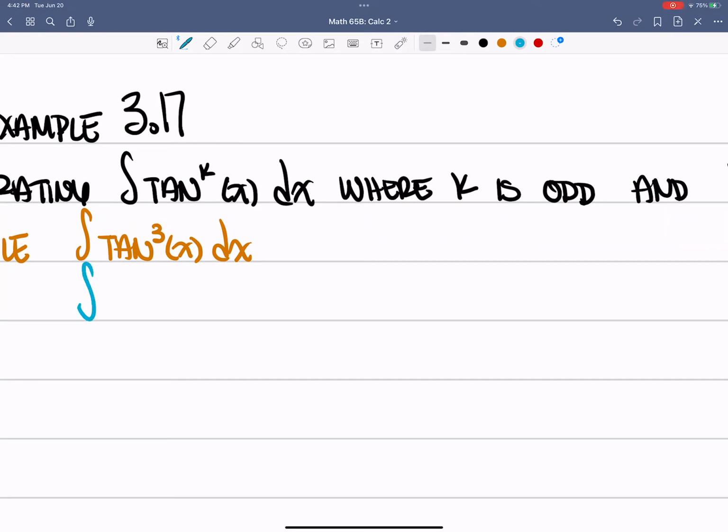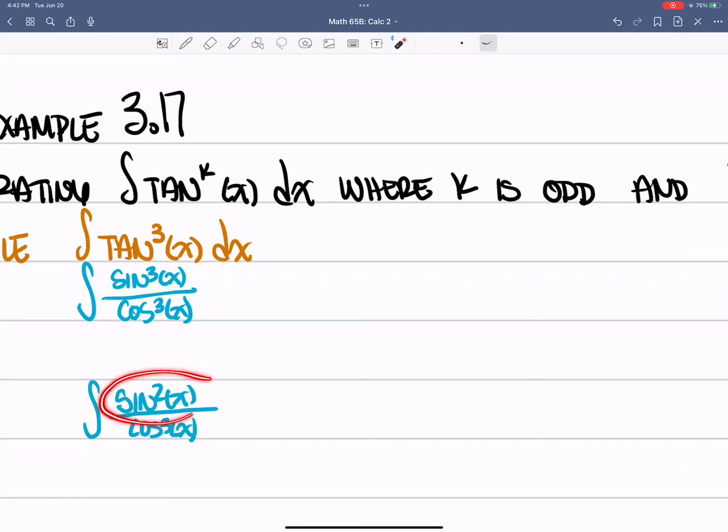So the integral of sine cubed x over cosine cubed x. I think it would be easier to work with this one here, and we could grab one of these sines and bring it out. Oh, I think I see it. So we have the integral of, let's say, sine squared x over cosine cubed x. This sine squared x we could turn into cosine, or be in terms of cosine, making it a lot easier.